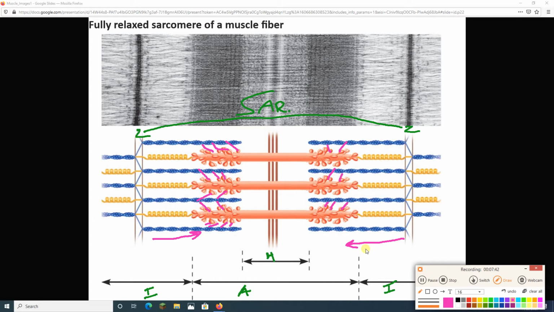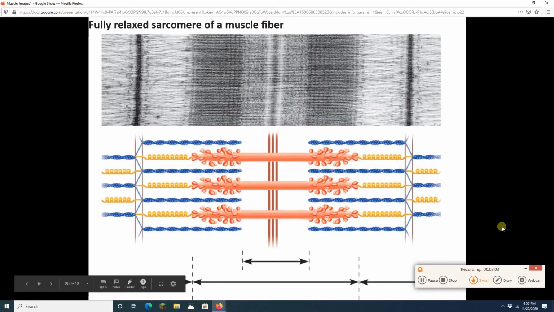What do you think is going to happen to this H zone? Is it going to get smaller, bigger, stay the same? I band, what do you think is going to happen? A band, what do you think is going to happen? Sarcomere size, what do you think is going to happen? All right, let's look at a picture and let's find out.